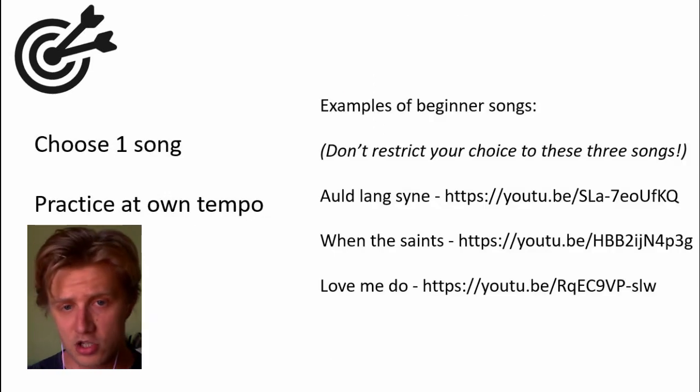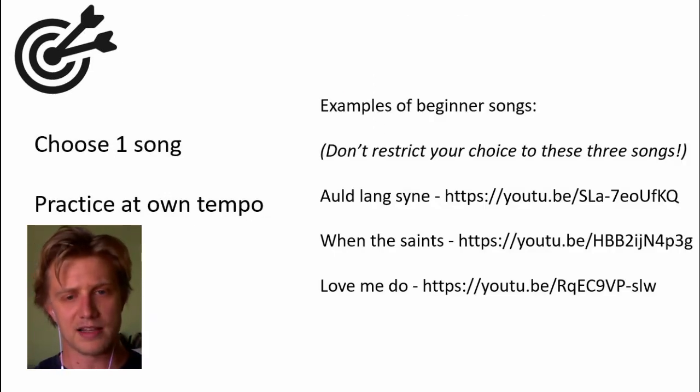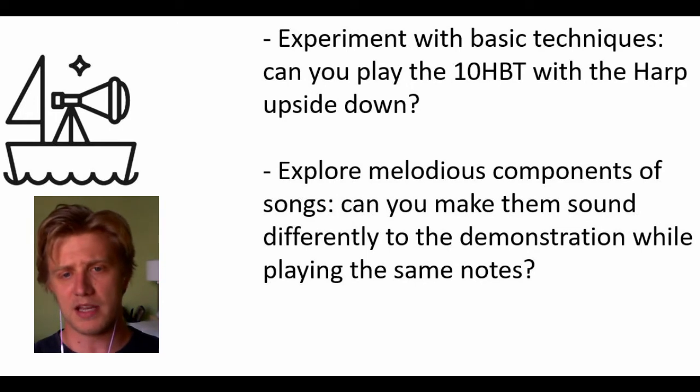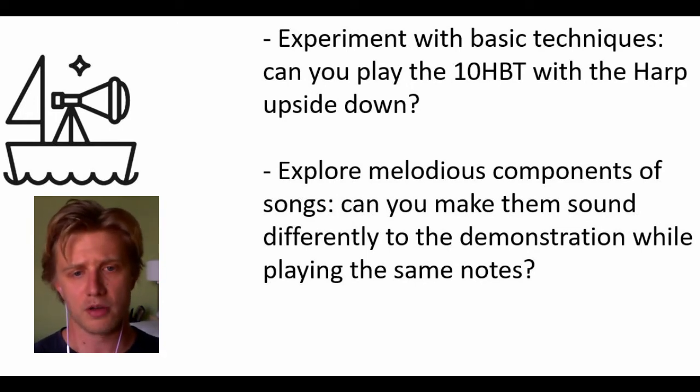Select one beginner song per week. Practice it at a self-selected tempo until it can be played without errors before moving on to another song. During play, continue to experiment with the basics while exploring the melodious components learned during deliberate practice.